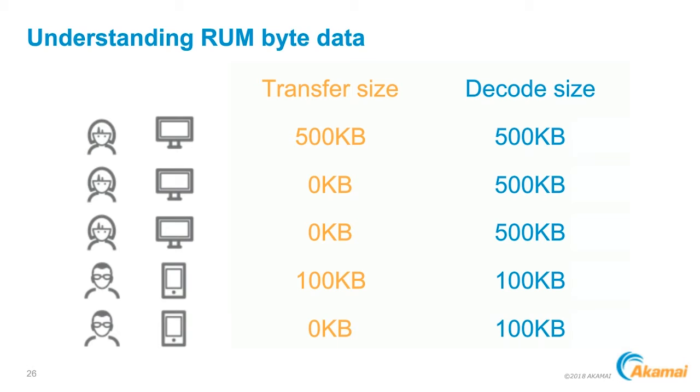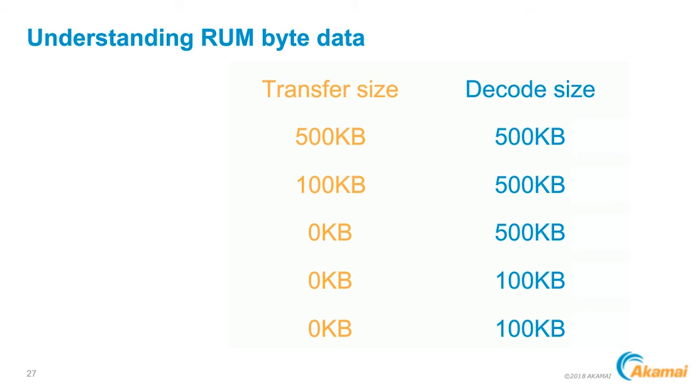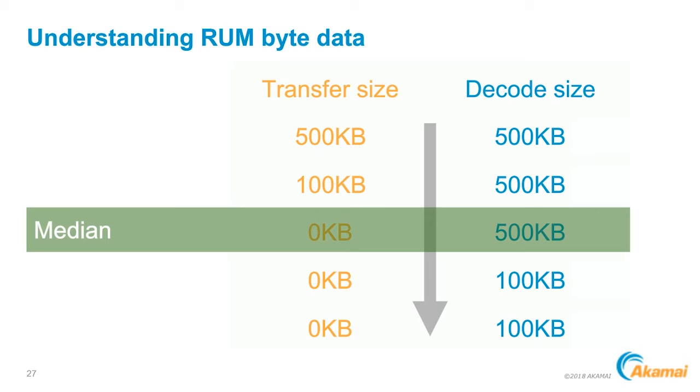Now, in this really simple example, let's try to work out the median values for each. So we sort by size and pick somewhere in the middle, which gives us a median transfer size of 0 and a median decode size of 500. Obviously, this is a contrived example, but it shows the potential issues when you're using either transfer size or decode size. So transfer size can be watered down significantly by the effect of browser caching, which doesn't necessarily reflect the performance of the images that we're delivering over the network. So in most of this, we're going to be using the decode size to represent the performance improvements that we've achieved.